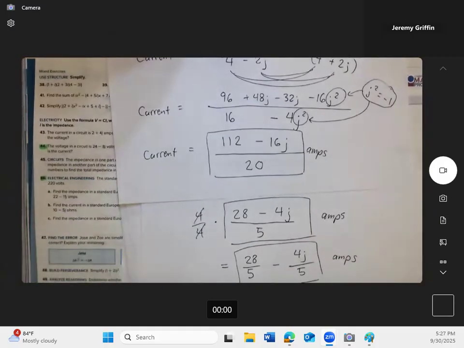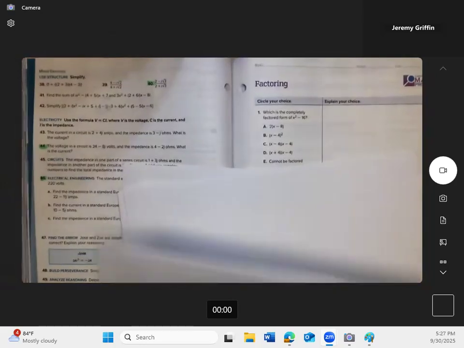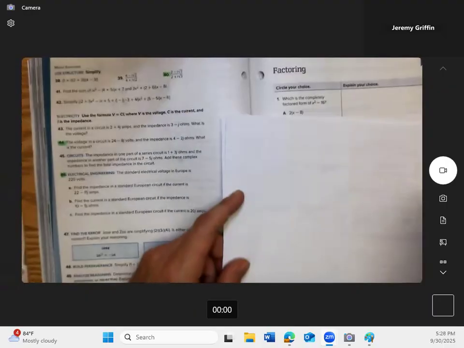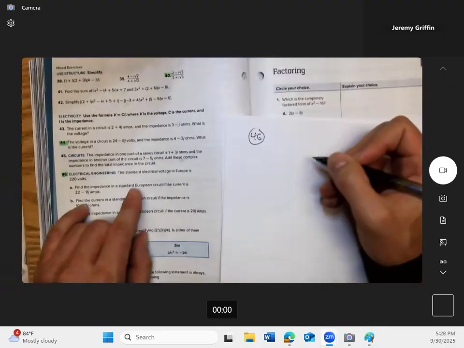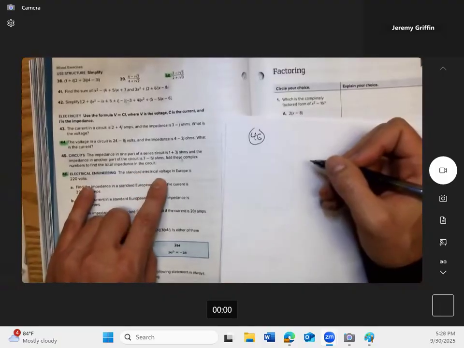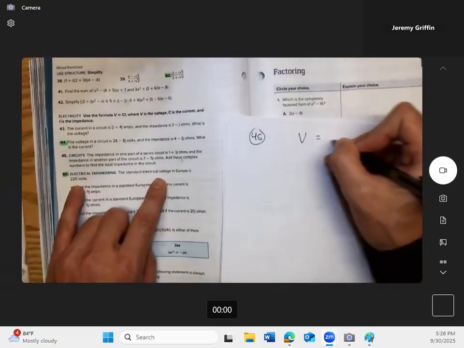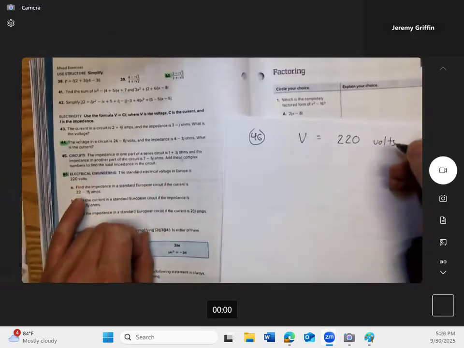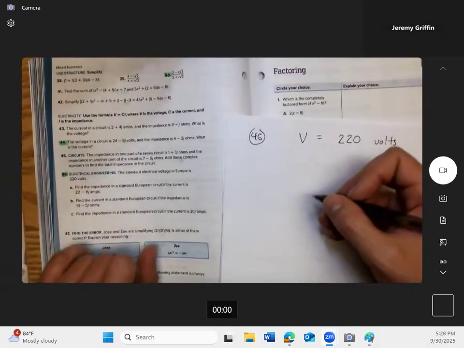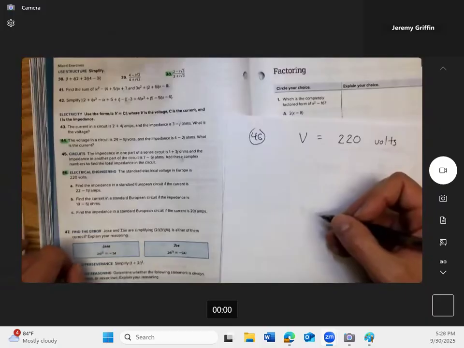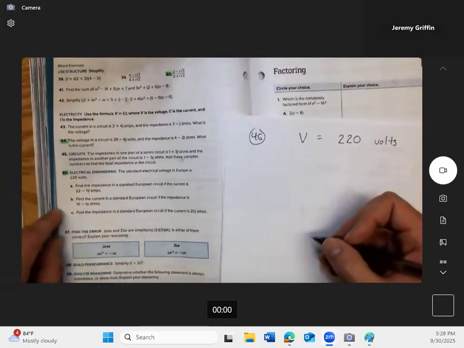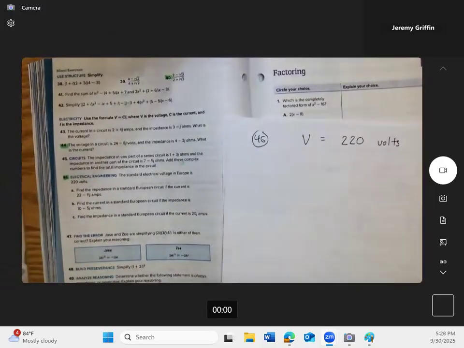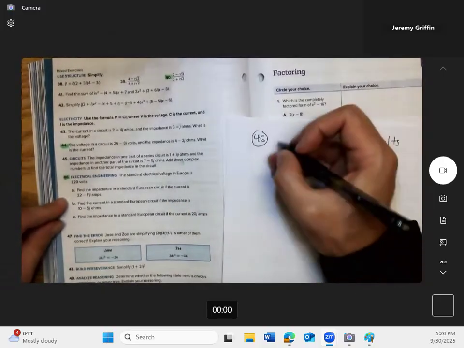All right, and the last one that I'm doing with you guys is 46, also electrical engineering. The standard electrical voltage in Europe is 220 volts. So let's say voltage is 220 volts. Find the impedance if the current is this many amps. I'll just do one of these with you, because we've done quite a few. This has an A, B, and C, so it's really like three questions. So I'll just do 46A with you guys.